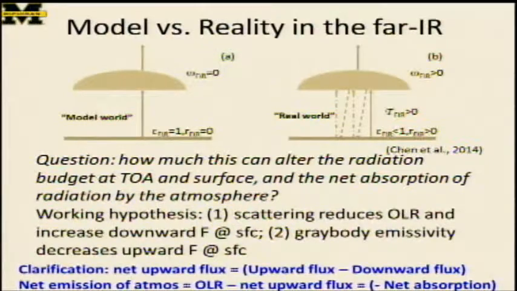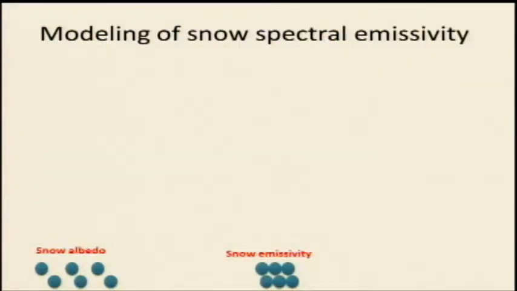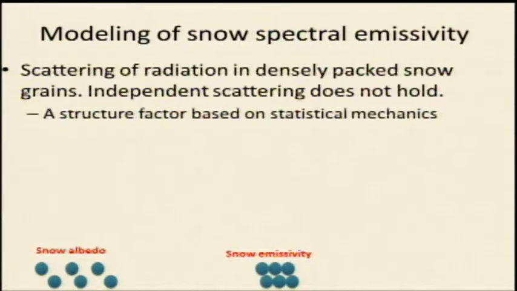The second working hypothesis is also straightforward. Now you treat the emissivity as a number smaller than 1, so we assume the net upward flux will be smaller. In order to do this, we must first know the actual surface spectral emissivity there, and we do a radiative transfer calculation here.